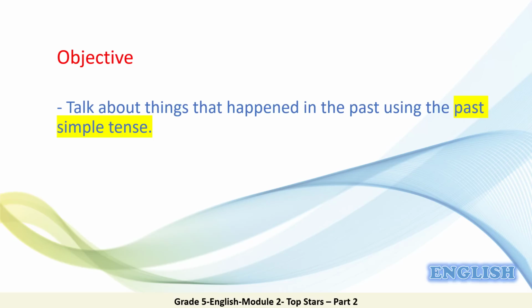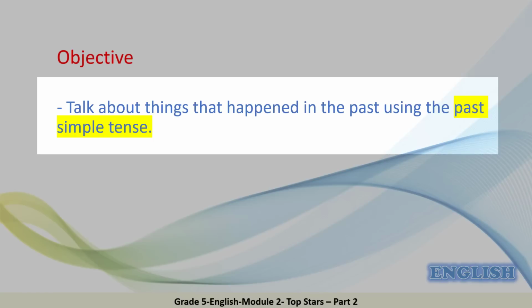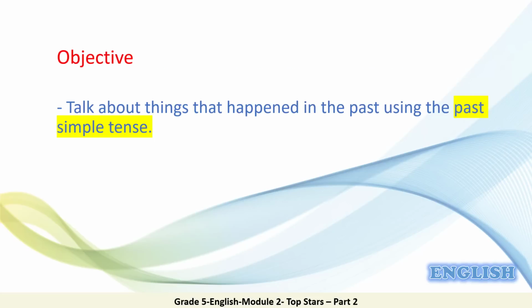Let's read our objective. Talk about things that happened in the past using the past simple tense. You studied the past simple in this module, my friends, right? Today we're going to have a quick revision on this tense and study the negative and question forms. Let's get started with some examples.